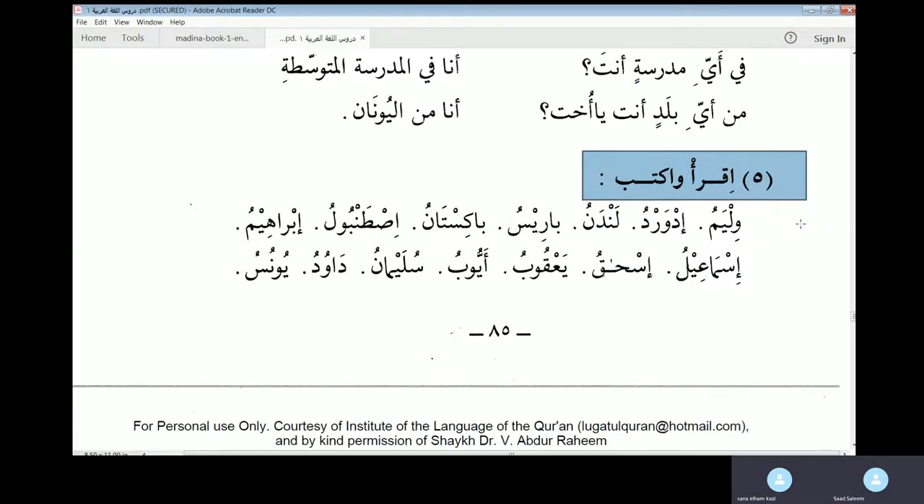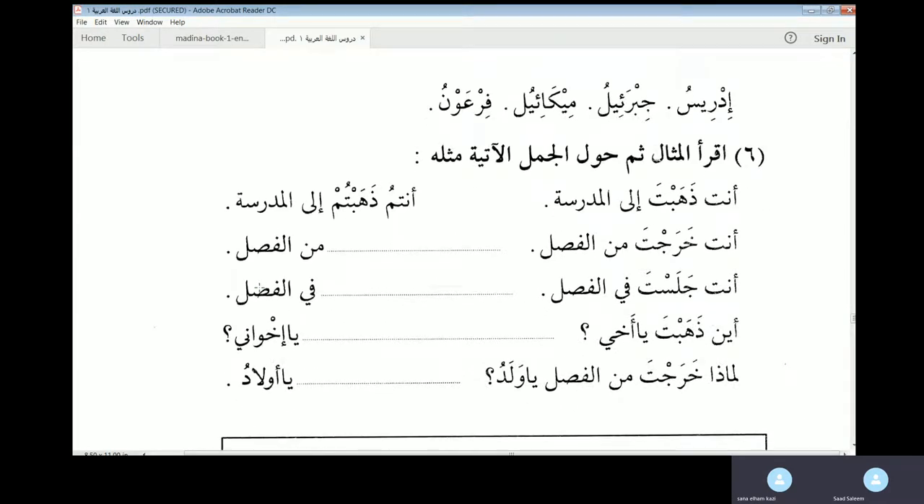Iqra wa uktub, read and write. William, Edward, London, Paris, Pakistan, Istanbul, Ibrahim, Ismail, Ishaq, Yaqub, Ayub or Job, Sulaiman, Solomon, Daoud, David, Yunus, Jonah, Idris, Jibrail, Gabriel, Michael, Pharaoh.